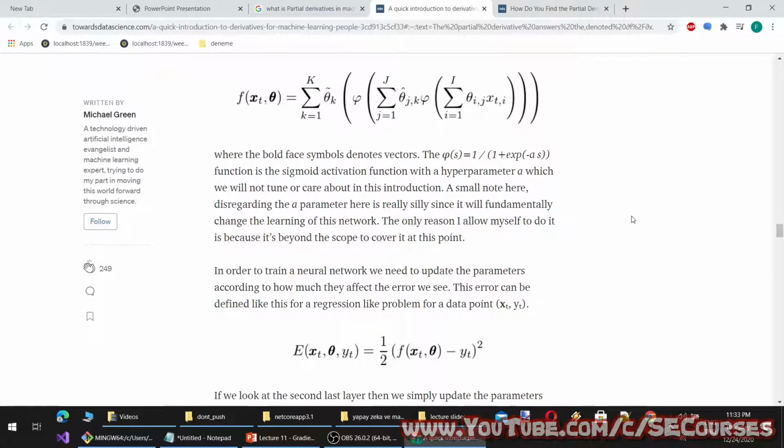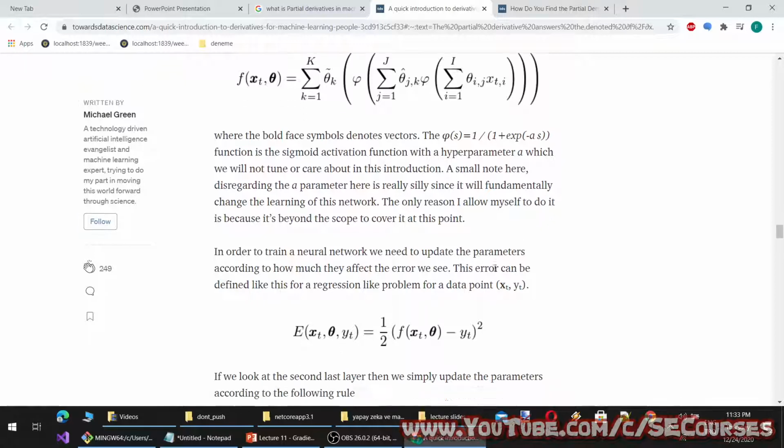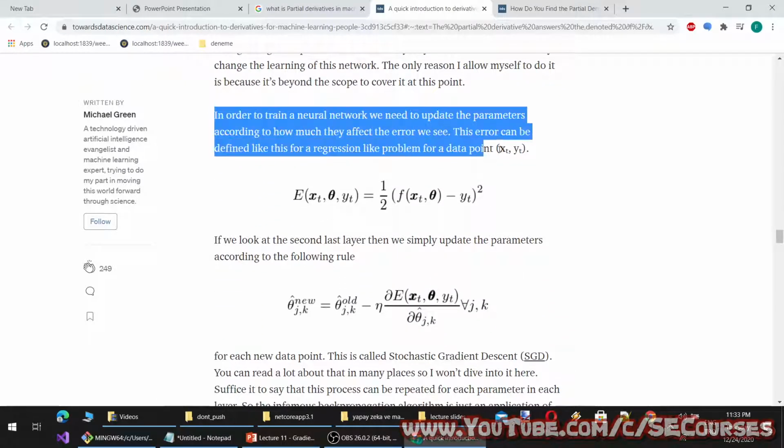The φ(s) equals 1 over 1 plus e to the minus a s. This function is the sigmoid activation function with a hyperparameter a, which we will not tune or care about in this introduction. A small note here: disregarding the a parameter here is really silly, since it will fundamentally change the learning of this network. The only reason I allow myself to do it is because it's beyond the scope to cover it at this point.